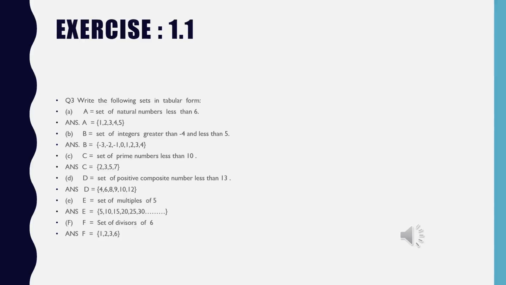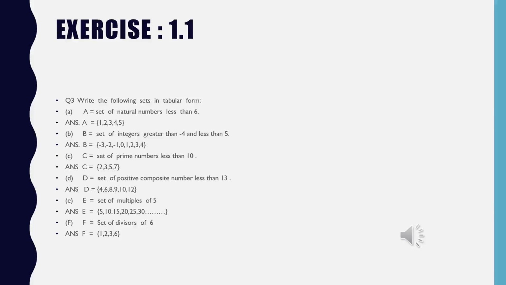Third part of this question, set C is equal to set of prime numbers less than 10. We'll write it in the tabular form. Set C is equal to curly bracket 2, 3, 5, 7 bracket close. Fourth part of this question, set D is equal to set of positive composite numbers less than 13. What will be the answer in the tabular form? Set D is equal to curly bracket 4, 6, 8, 9, 10, 12 curly bracket close.